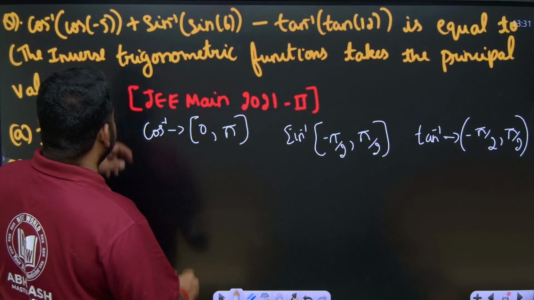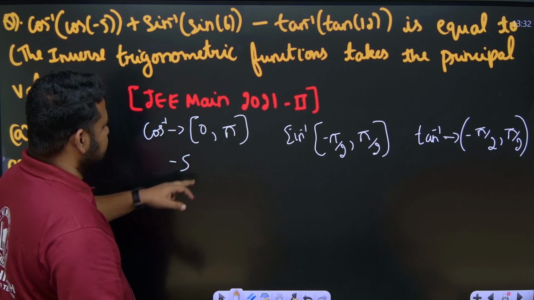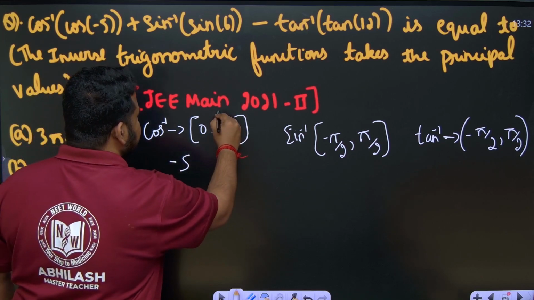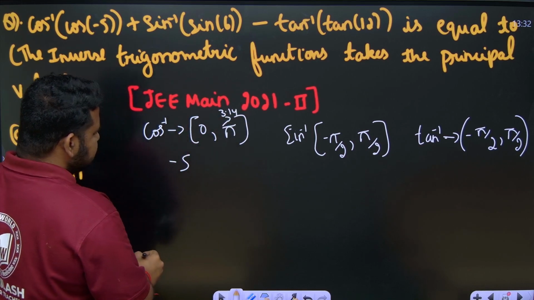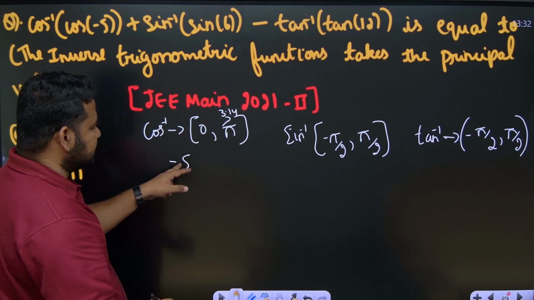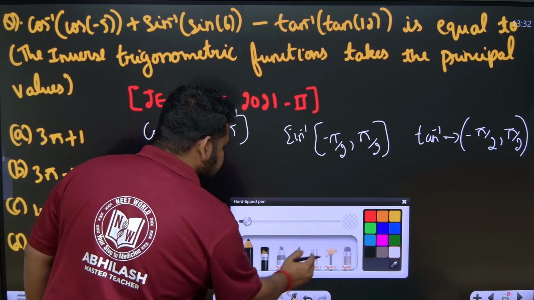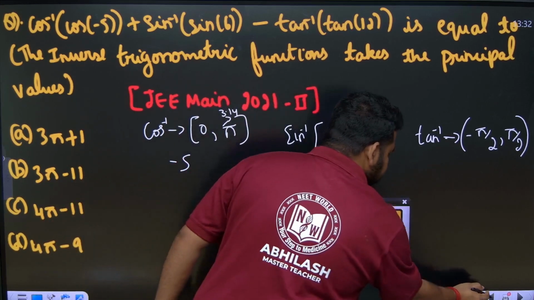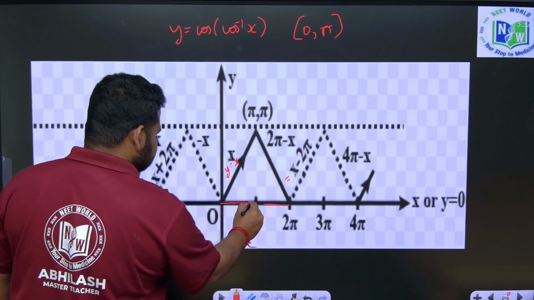Now, cos inverse of cos of minus 5, the principal value branch is given as 0 to pi. Pi is 3.14. Minus 5 is coming outside the principal value branch, so this is not the y is equal to x line. So what is the line we have to look for? That is cos. Cos 0 to pi is the principal value branch.